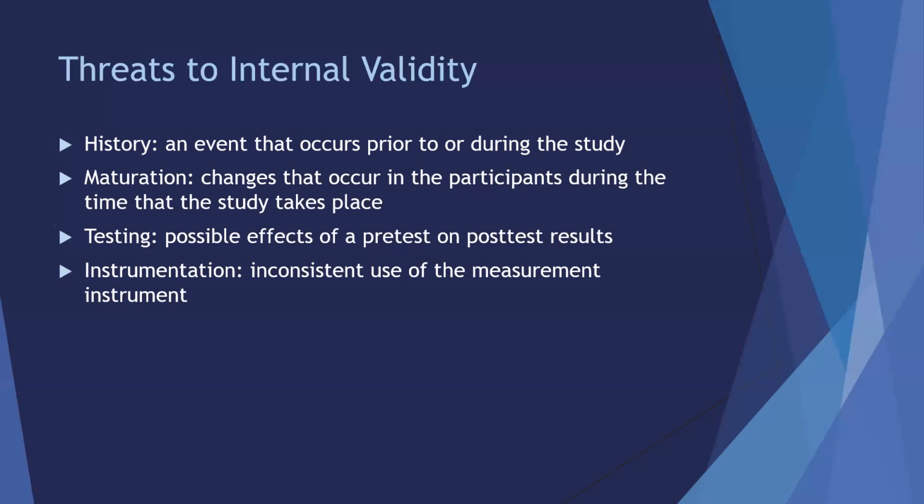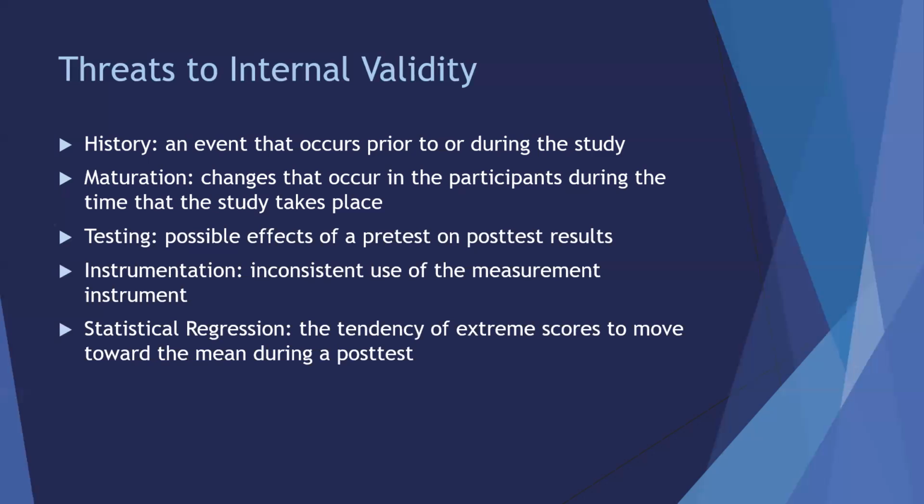The fourth threat to internal validity is instrumentation, or improper or inconsistent use of a measurement instrument. This can also occur as a result of the participant experiencing fatigue from a long study session. Another threat to internal validity is statistical regression, which is the tendency for extreme scores, also known as outliers, to move towards the mean. For example, if a person scores very low on the pretest, it is expected that the participant will score better on a subsequent post-test.